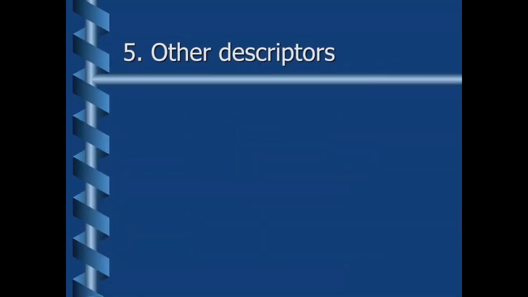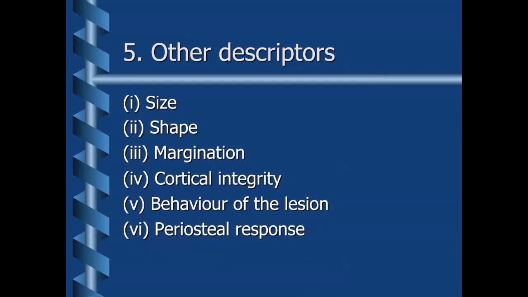Now we're going to tick off some of the other descriptors that you might use in very specific circumstances. There are 6 we'll go through, and they are size of the lesion, shape of the lesion, margination, so what's happening to the margins of the lesion, and that can be very, very important in telling you whether the lesion is fairly benign and slow growing or whether it's aggressive and fast growing. The cortical integrity, i.e. the integrity of the cortical bone, the behaviour of the lesion, and if there's any periosteal response. So we'll go through each one of these in detail now.